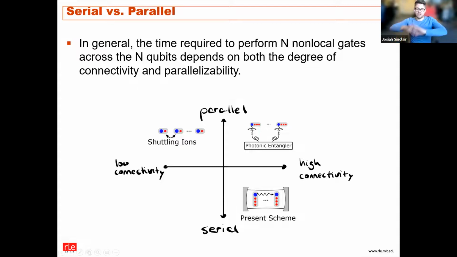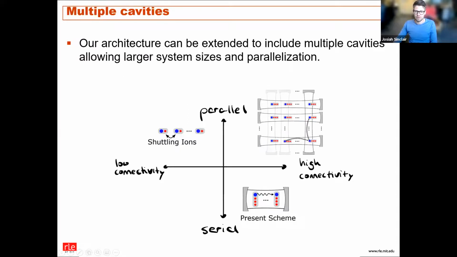And I'll summarize and say, as a general rule, local systems in finite dimensions, so something like this, require increased amounts of parallelization to equal or exceed the storage error performance of a serial any-to-any system. And they always have worse gate errors. And I can't help but add that our architecture can also be extended to include multiple cavities, like I've drawn here, which would allow both larger system sizes, up to and exceeding 10,000 qubits, and a higher degree of parallelization.